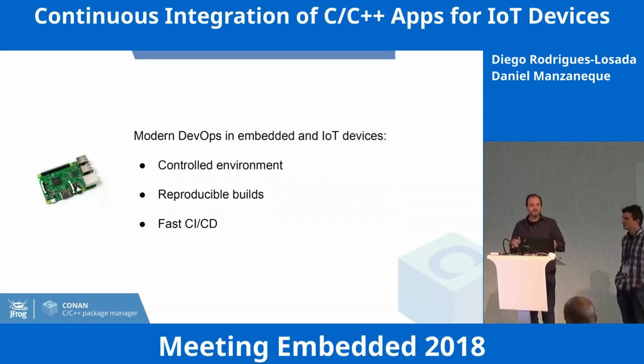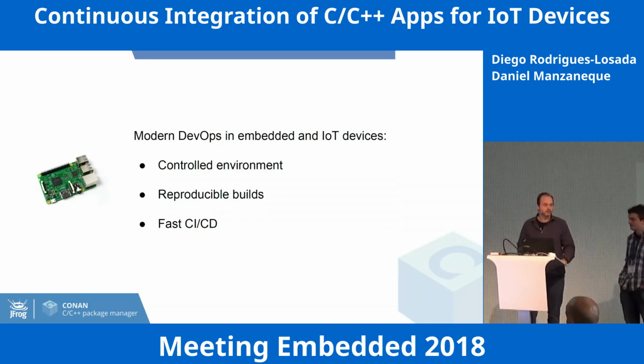The fact that we are in embedded or IoT doesn't mean that we don't have to use model processes to create this code. Exactly what we want, what we're developing, exactly the same in desktop, as Dan said, is we want a controlled environment. We want to have builds that are reproducible, both in CI and also in our developers' machines. And we have to have a fast and easy to trace CI and CD process. This usually means to create and manage our binaries in a controlled way.